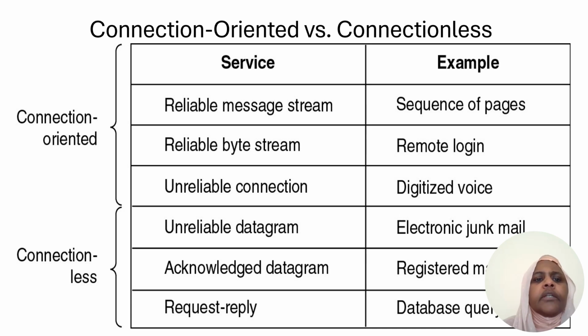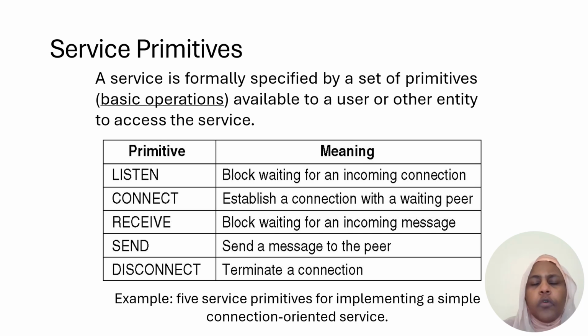An example for connection-oriented service would be a sequence of pages sent over the network, a file for example, or remote logging from client to server, or digitized voice. Connectionless services include electronic junk mail that can be sent without the need to acknowledge the receiving. It can also have acknowledged datagram in things like registered mail or instant messaging where you require a delivery report. Request-reply, like a database query. You can come up with other examples, of course.